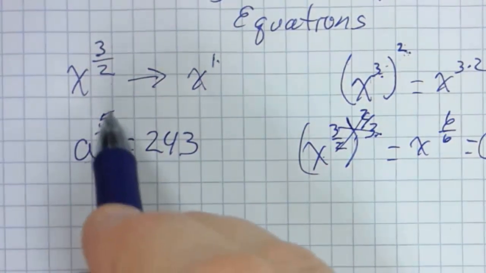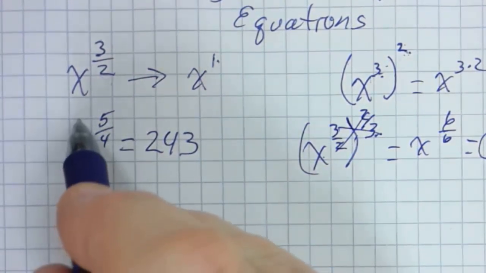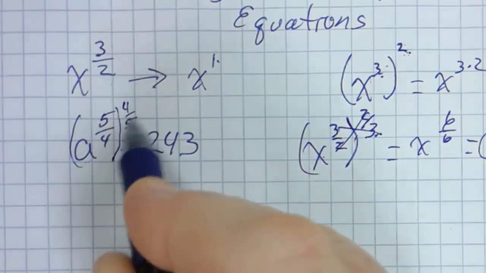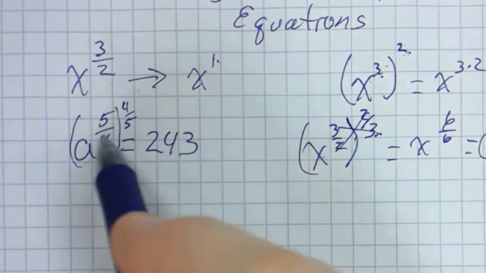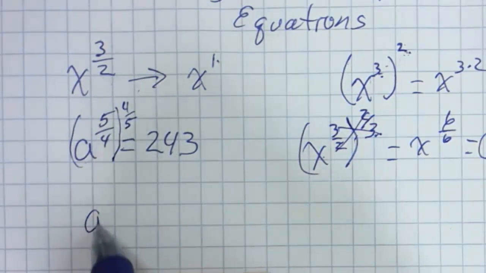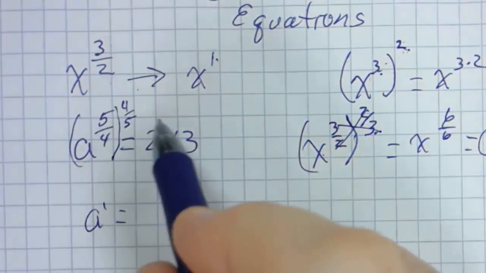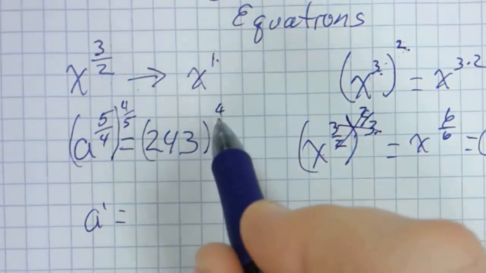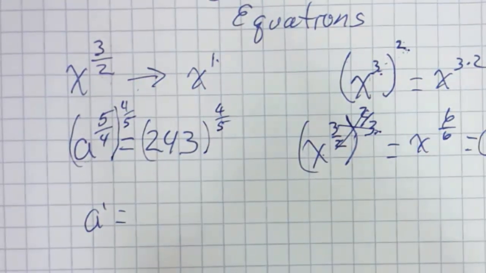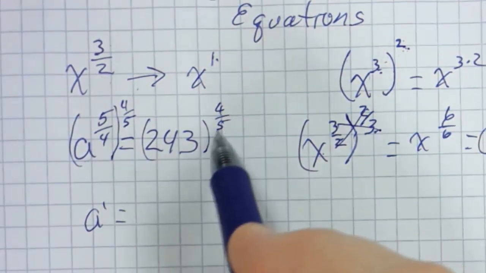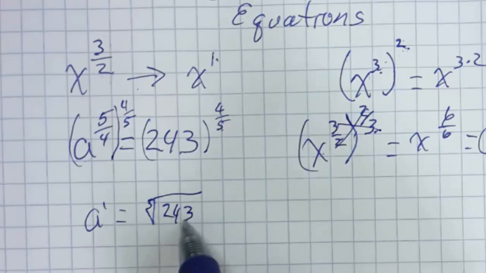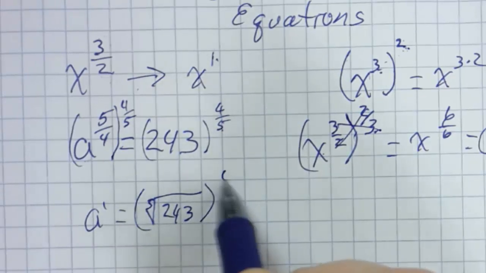In order to get the 5/4 power to go away, we need to raise this side to the 4/5 power, the reciprocal exponent. So these will cancel out. They'll give you a to the 1st power. But I have to raise the right-hand side of my equation to the same reciprocal 4/5 power. And if you remember back, 4/5 power really means the 5th root. So it's another way of saying the 5th root of 243 raised to the 4th power.